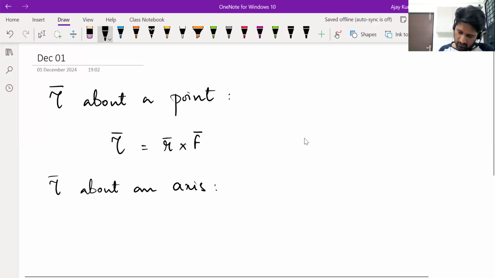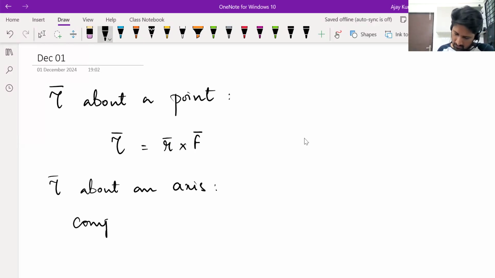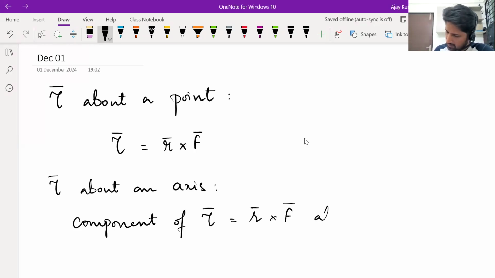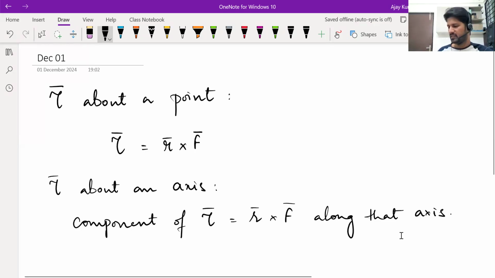the component of torque, tau equal to R cross F, along that axis. Let's apply both of them and calculate torque.